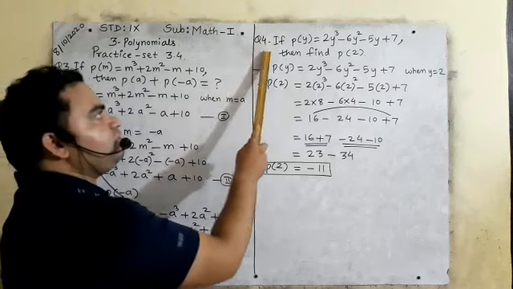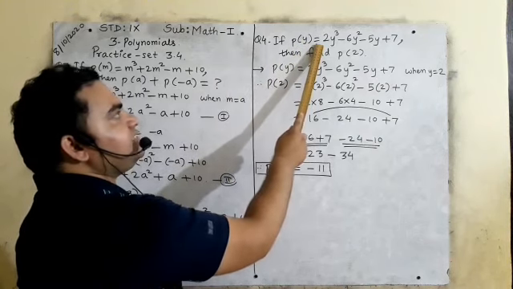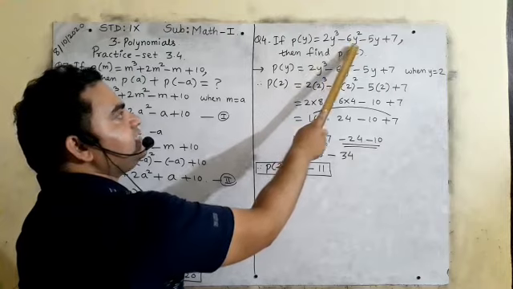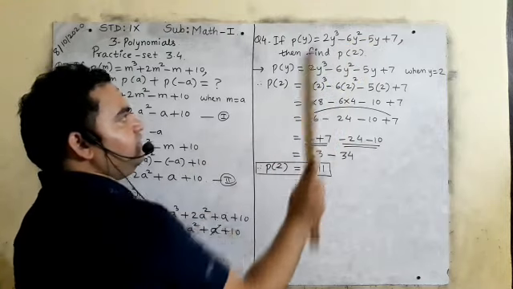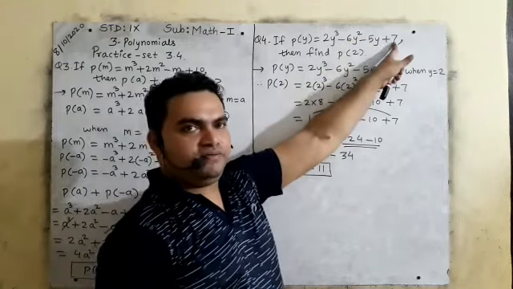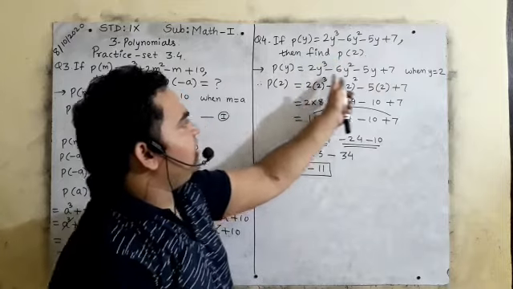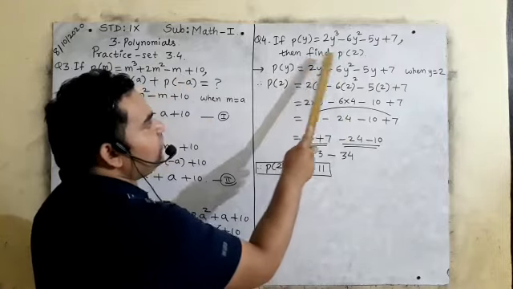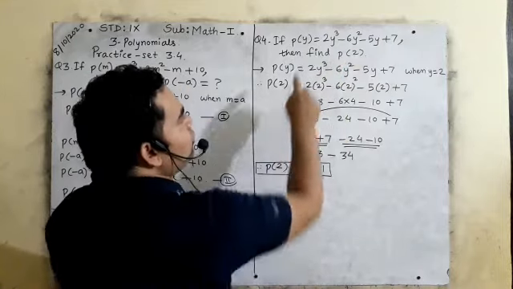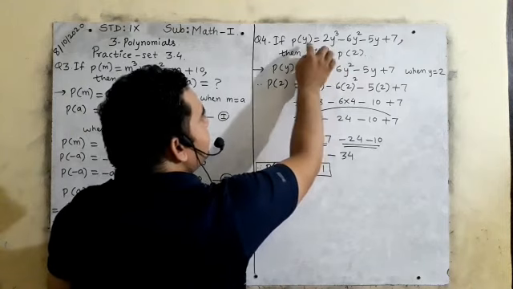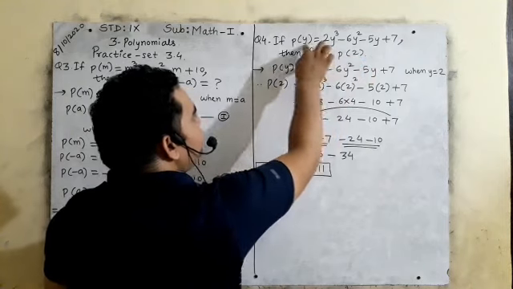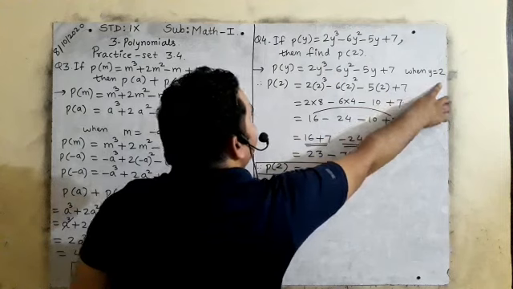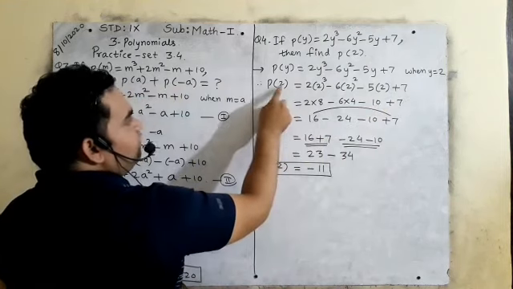Now see question number 4. If polynomial of y is equal to 2y cubed minus 6y squared minus 5y plus 7. This is the given polynomial. Okay. I will copy it as it is, and here it is given to find polynomial of 2. It means what? Wherever the y is there, instead of y I will use the value 2. See, when y is equal to 2, instead of y I will use 2.